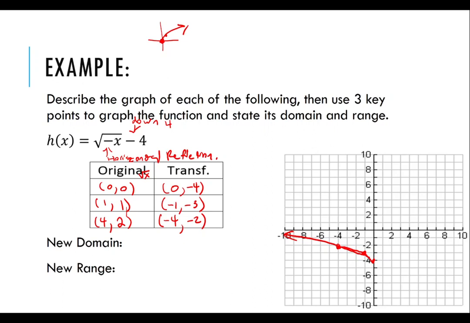Well, because this function goes all the way to the left, our new domain starts at negative infinity and goes all the way up to 0. That value does exist, so it's included with a square bracket. Then for the range, we move from the bottom, and the first value we get is negative 4. So negative 4 gets a square bracket, and then it continues up forever, and so it goes to infinity.